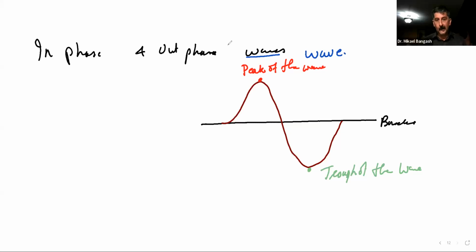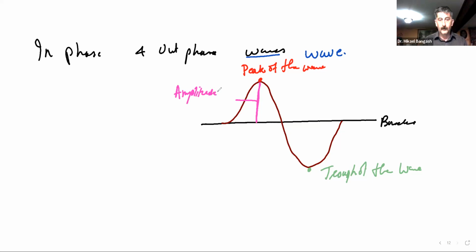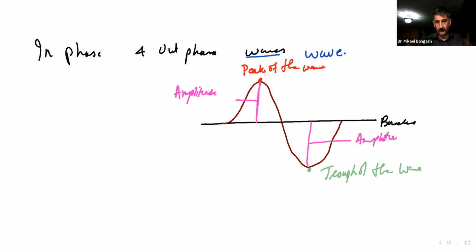One other thing: we can say the measurement from the peak to the baseline will be the amplitude. Or we can also say the measurement from the baseline to the trough can also be considered the amplitude.